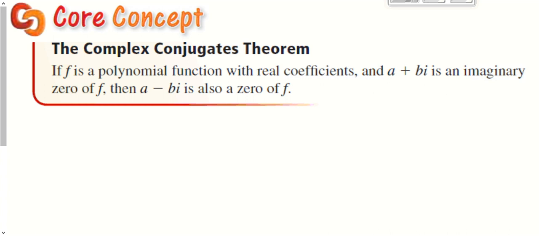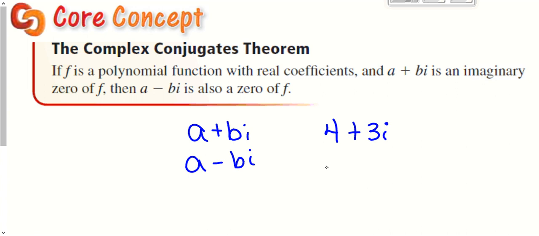Complex conjugates theorem. So we've kind of talked about this a little bit already, but if you have an a plus bi, you should also have an a minus bi. And again, if you have a minus bi, you should have an a plus bi. What that means is if you have 4 plus 3i, you should also have 4 minus 3i. We talked about this with square roots already, because we were talking about if you have the square root of 5, you should also have the negative square root of 5. So just remember that every time you're working through these next problems.